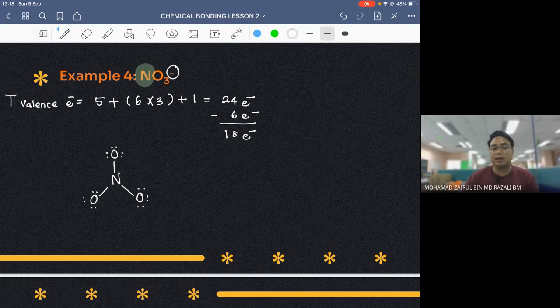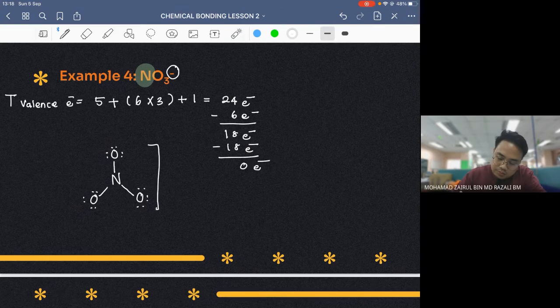Okay, then calculate the total number of electrons you already use. So we use 2, 4, 6, 8, 10, 12, 14, 16, 18. So we already use 18 electrons, so we have 0 electrons remaining. Okay, but if you look, since this is an ion, that means we need to draw a square bracket and then put its charge.